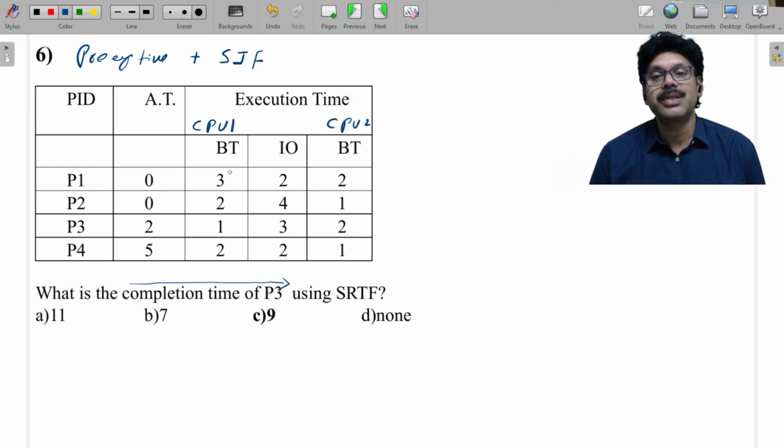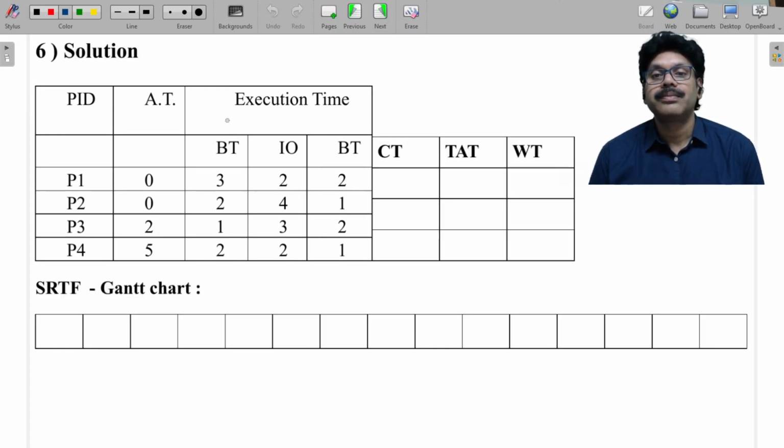Completion time of P3 means it has to execute CPU 1 burst time, CPU 1 IO, and CPU 2 burst time. All three it should complete. That time we want to find out. Let's see it. This is CPU 1, this is CPU 2, and we are working on SRTF, which is nothing but shortest job first in its preemptive nature.